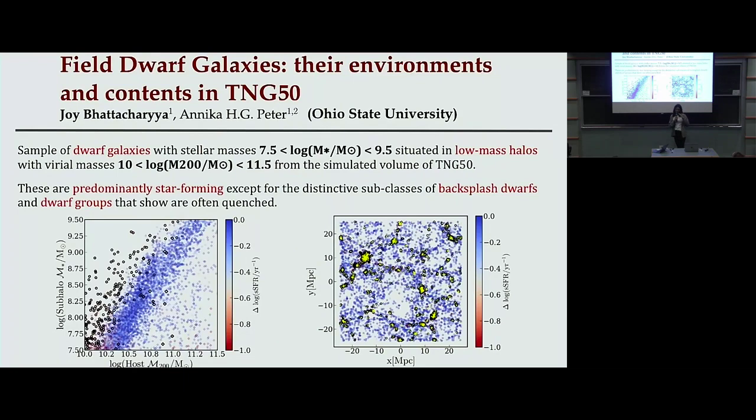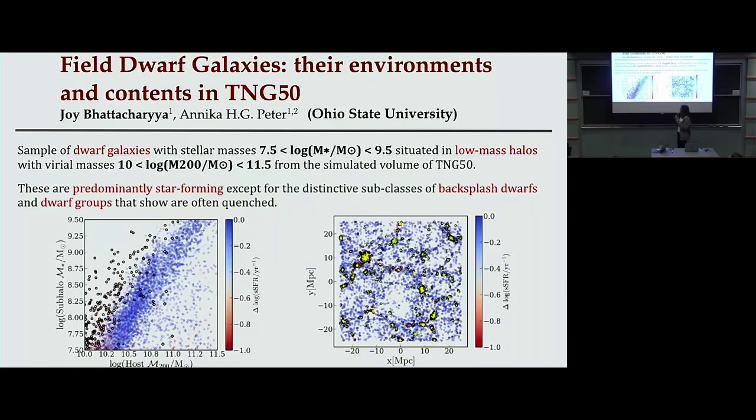And as we know, these are mainly located in the field, and these are predominantly star forming, except for 2 subclasses. Those are the backsplash dwarfs, and also dwarfs which reside in compact dwarf groups, where we see signs of quenching, for example on this plot on the left, which shows the subhalo stellar mass as a function of the host virial mass.